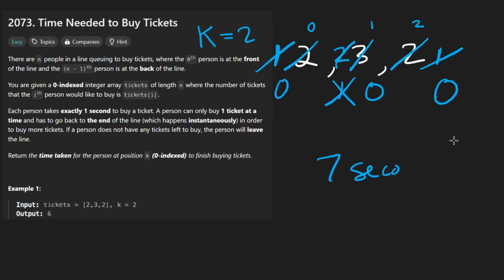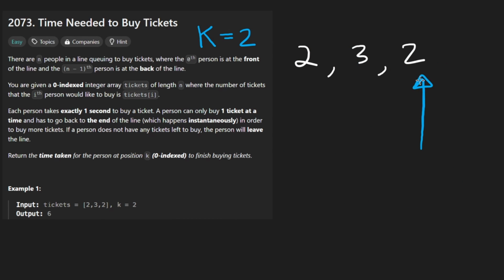Let me explain it to you. It took 6 seconds for this person to buy both their tickets. Why is that? Let's dissect it. First of all, for this person to buy their tickets, the people ahead of them have to make a move.